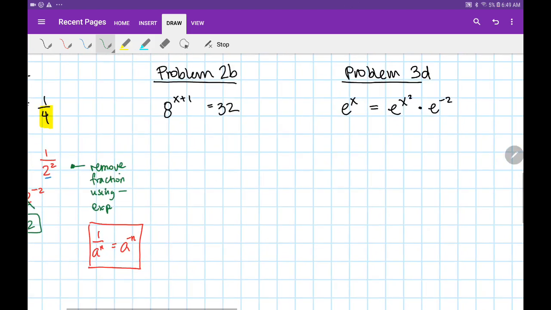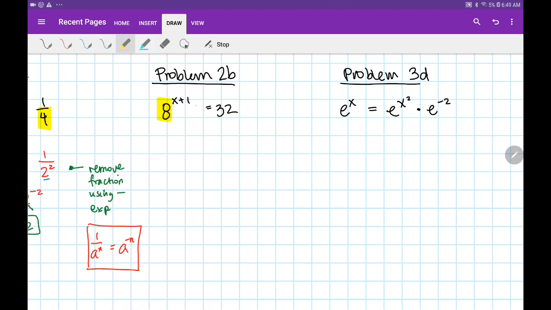Okay, let's do the same with problem 2 now. So I'm interested in 8 and 32. I want to rewrite them as powers of the same base. Both 8 and 32 can be expressed as powers of, if you said 2, then you got it. Because 8 can be written as 2 cubed to the x plus 1. And 32 can be rewritten as 2 to the 5th power.